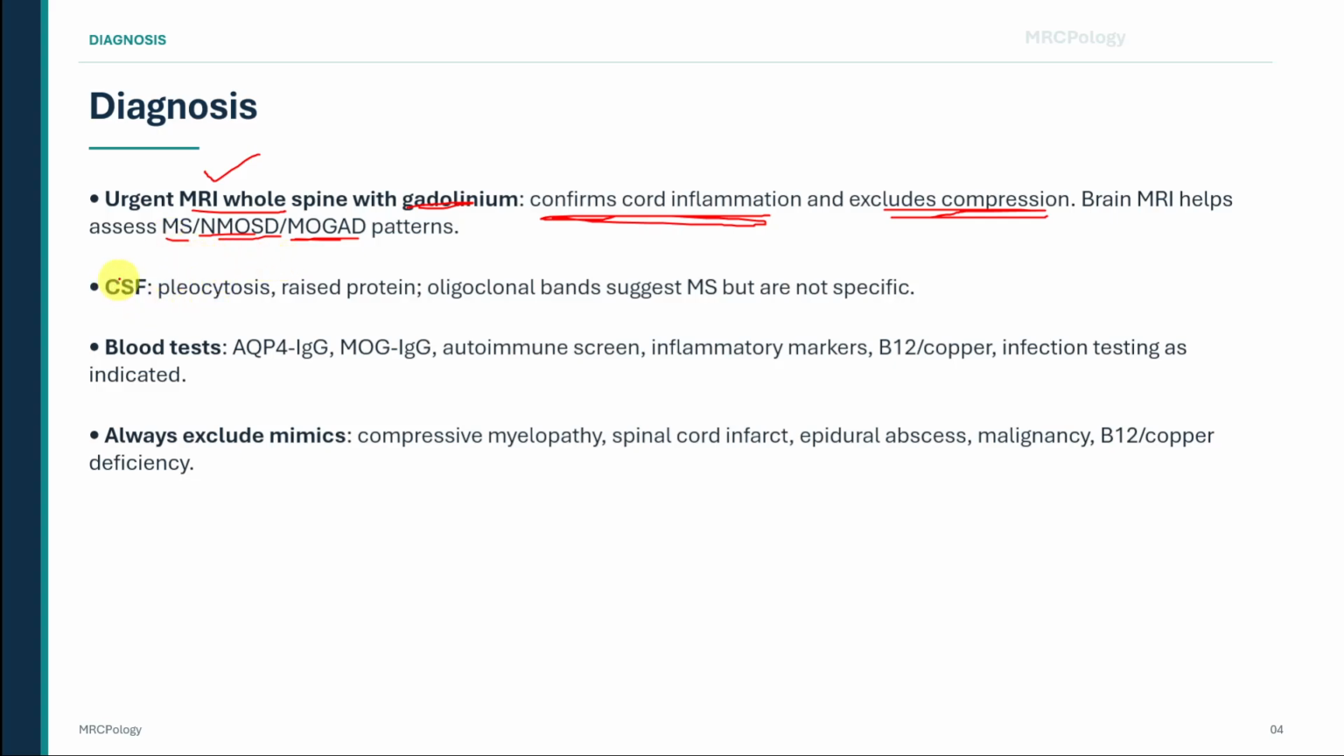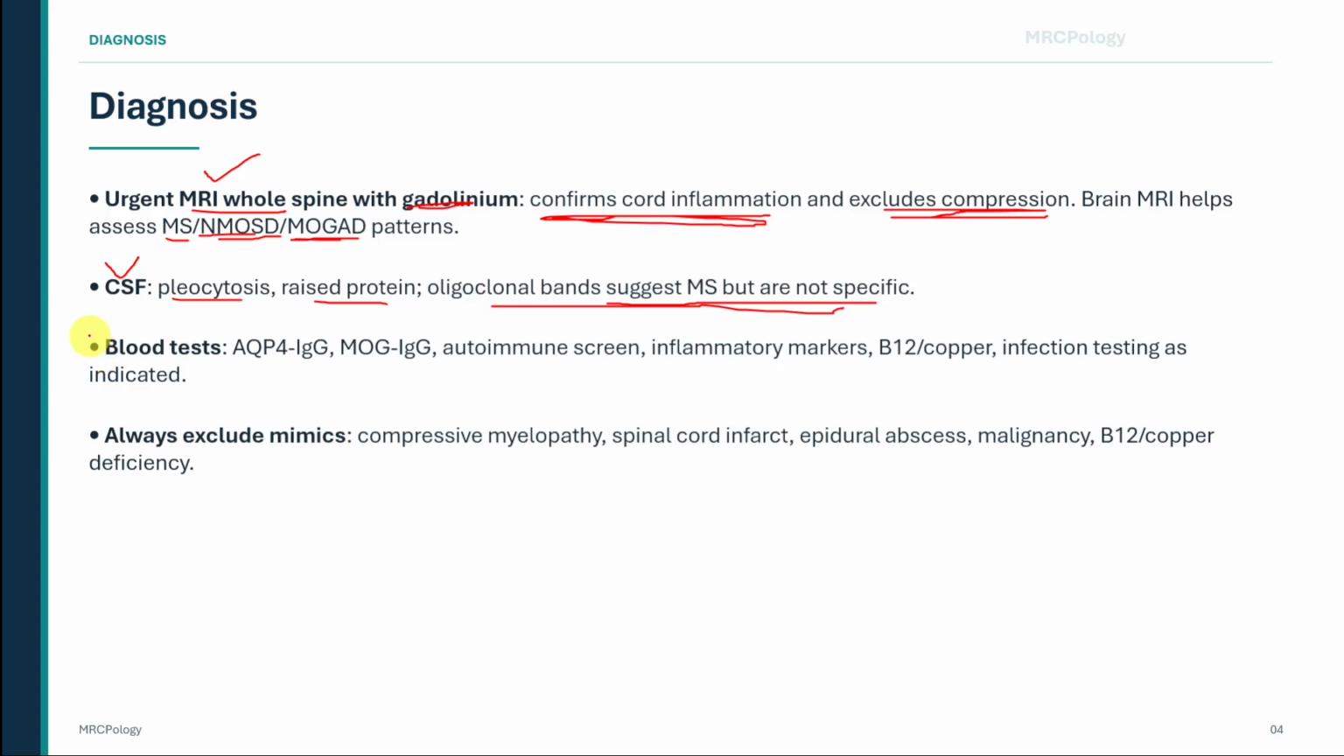Shorter partial lesions suggest multiple sclerosis. Longitudinally extensive lesions should raise concern for NMOSD, MOG, sarcoidosis, infection, or other inflammatory causes. CSF may show pleocytosis and raised protein, supporting inflammation. Oligoclonal bands may suggest multiple sclerosis, but they are not specific on their own. Always interpret CSF with the clinical picture, MRI pattern, and antibody testing.